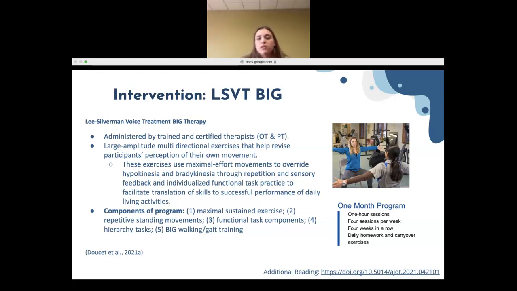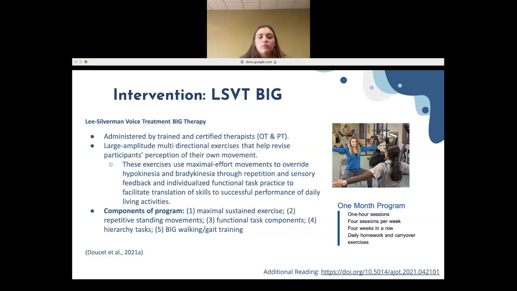They use maximal effort movements to override the hypokinesia, or the slow movements that they're witnessing, through repetition and sensory feedback and individualized functional task practice to facilitate translation of skills to successful performance of daily living activities.